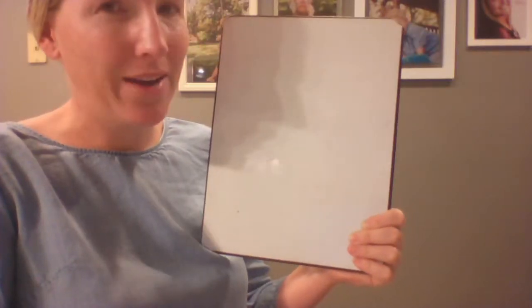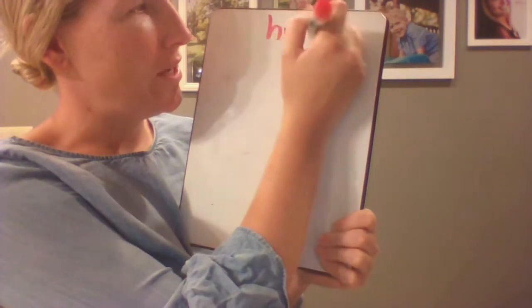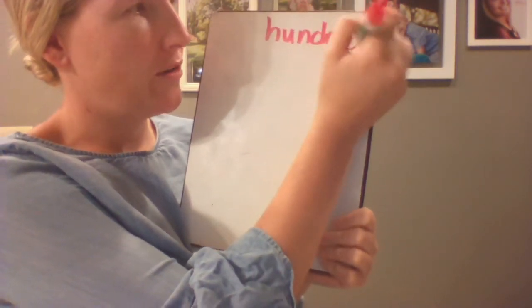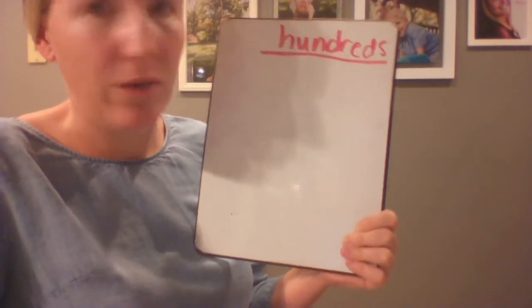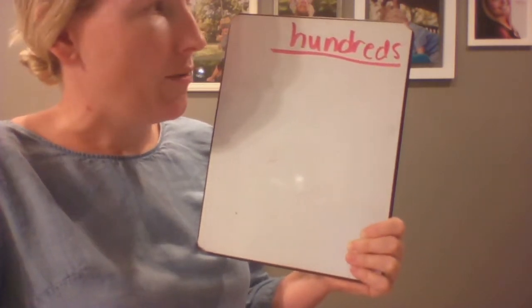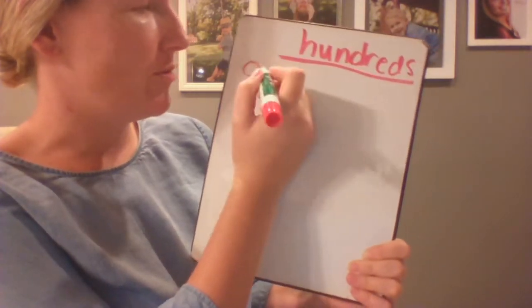Okay, we are back to do some more rounding, but this time we're going to focus on rounding to the nearest hundreds. Now, for some people, the hundreds is actually easier to round to than the tens, but that's just for some people. So again, you got to be thinking in terms of hundreds.